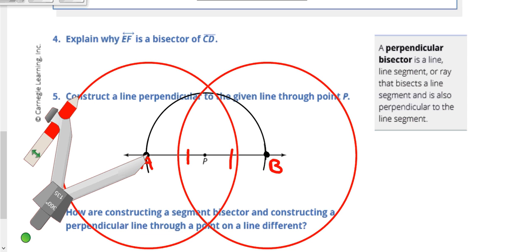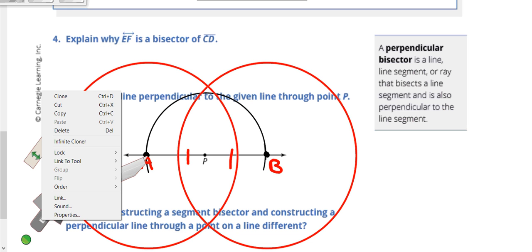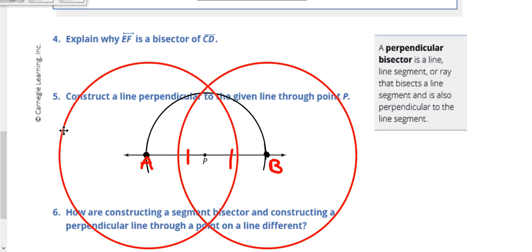Now I don't need my compass anymore. Let's see if it'll go away. There we go. I don't need my compass anymore. So now you can kind of see I have 3 points here.